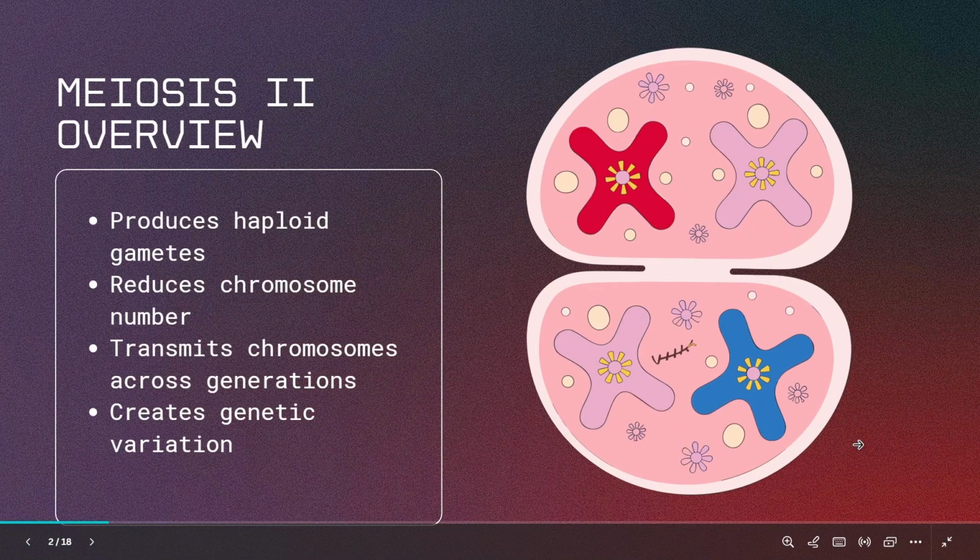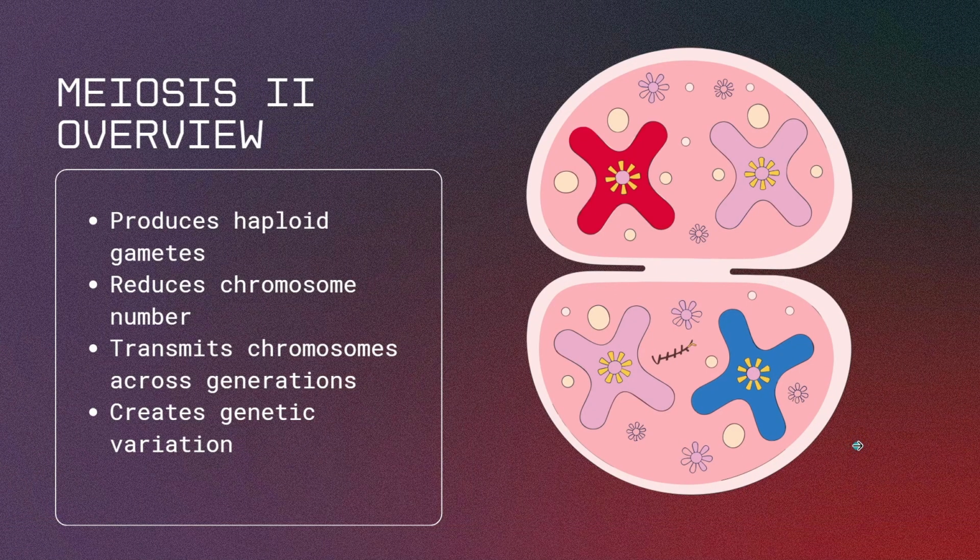So what is meiosis? Meiosis is the process that produces haploid gametes, reduces chromosome number, passes DNA to the next generation, and creates genetic variation. The end result is 4 genetically unique haploid cells.